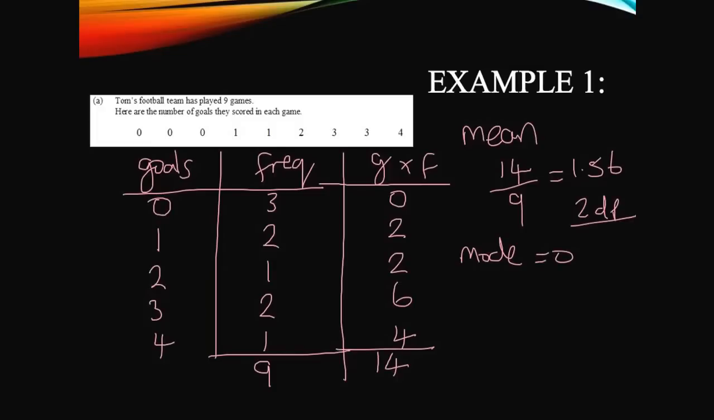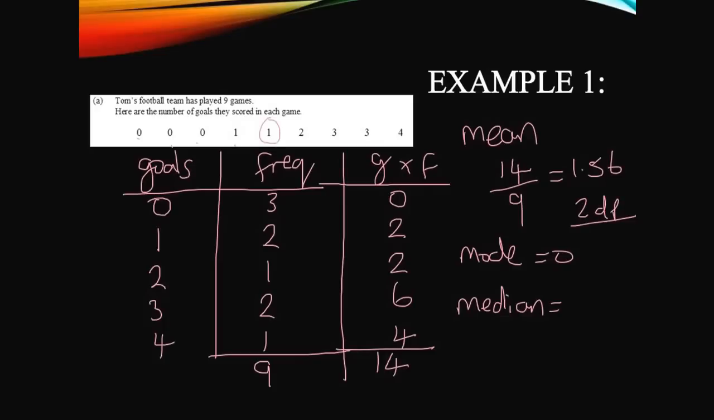And finally, median. The median is the middle value. Well, we've got 9 games. We're interested in the 5th game. 1, 2, 3, 4, 5. The fifth game is the middle value, look.